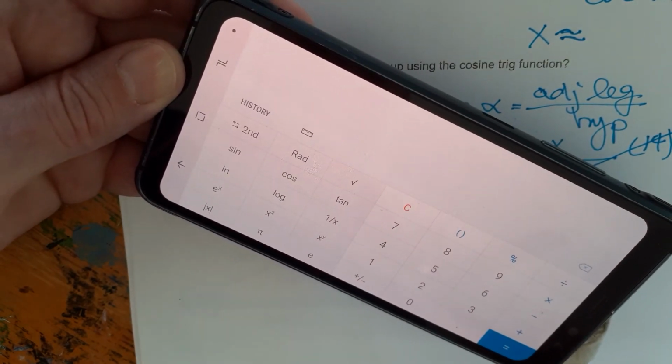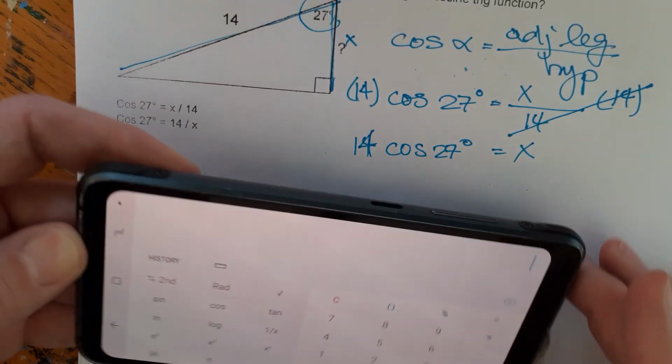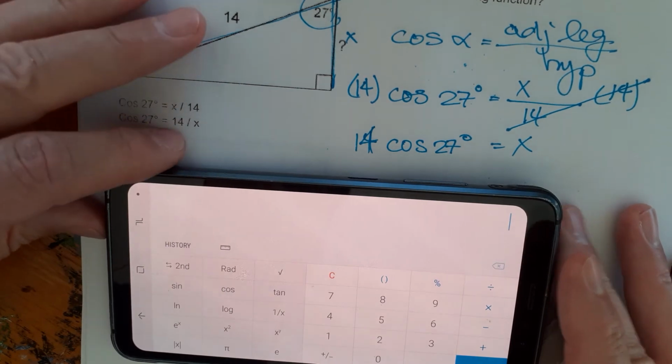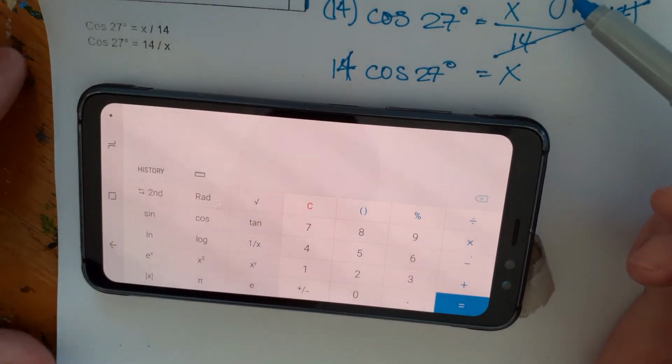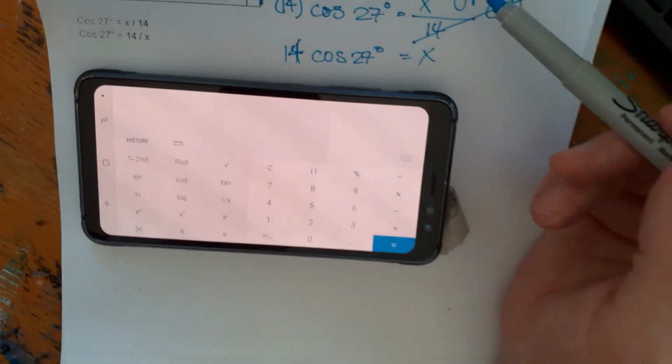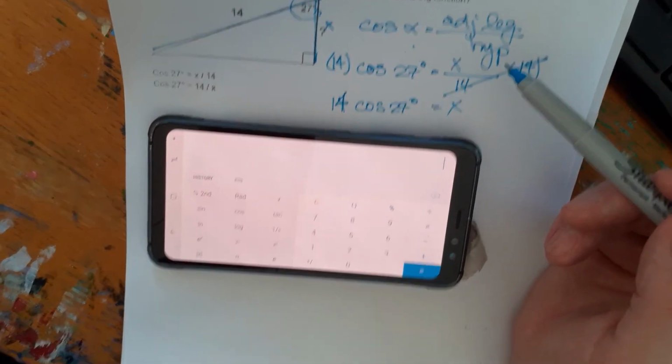Okay, so here's what we're going to do. Let's take this first problem. Let's see if I can lay this down where you can see both. We set this up using the cosine function. I can go a little higher. What if I do this?